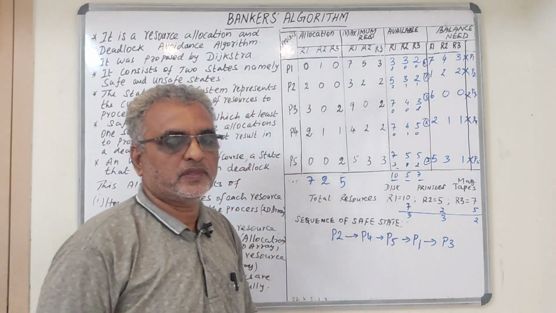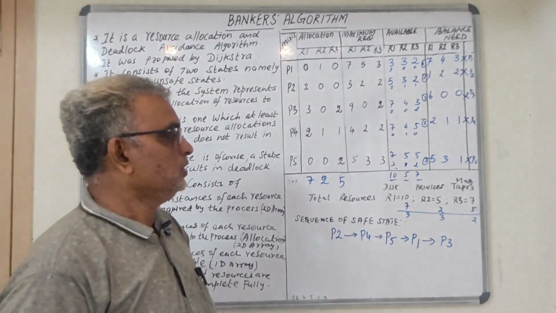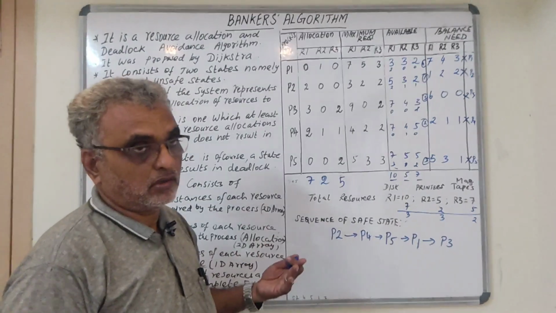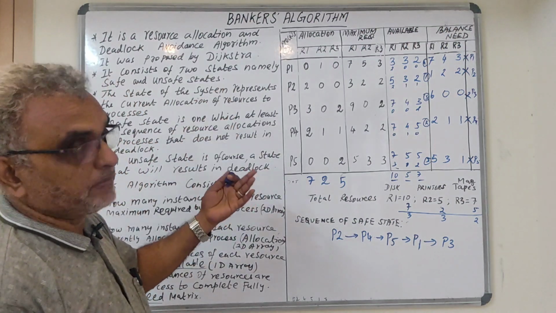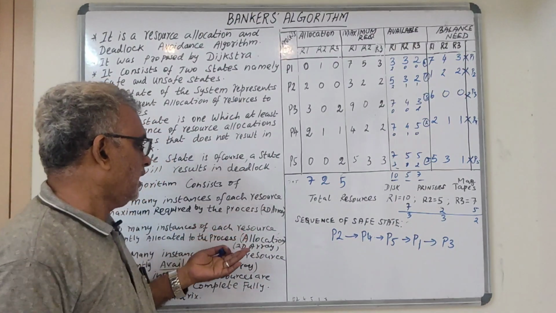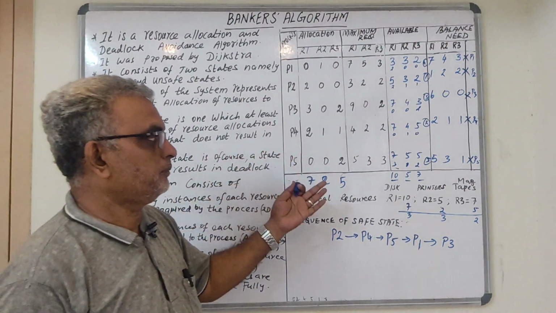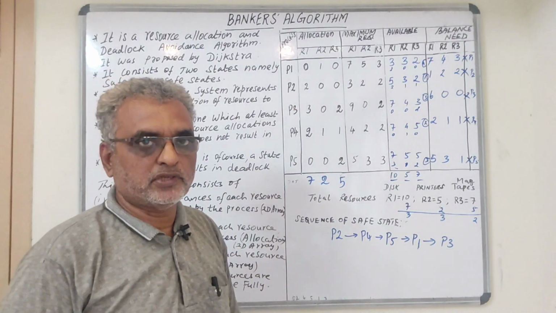So in this video we have discussed what deadlock is and how the Banker's algorithm works, and I also explained it with the help of an example. Keep watching. Thank you.